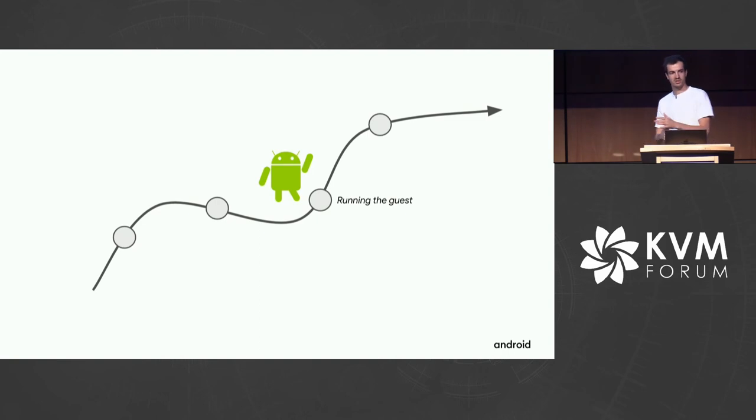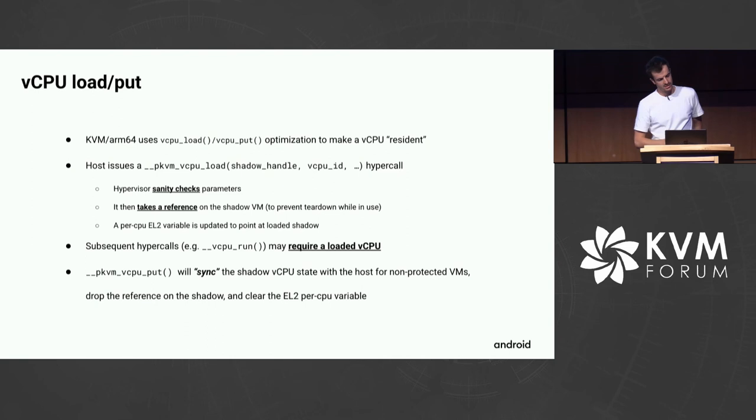All right, so we have booted the device, created the guest, now it's time to run it. So KVM has the notion of vCPU load and vCPU put. The idea of vCPU load and vCPU put is to make a vCPU essentially resident on a physical CPU as a way to optimize the vCPU run loop.